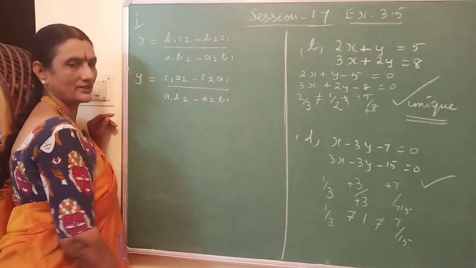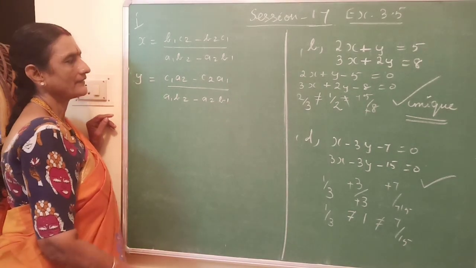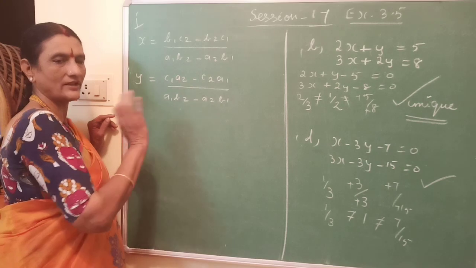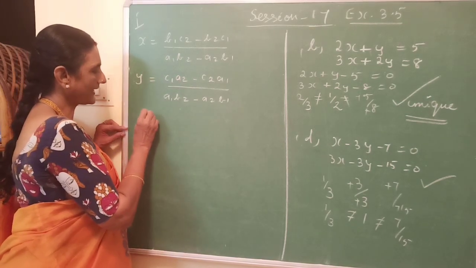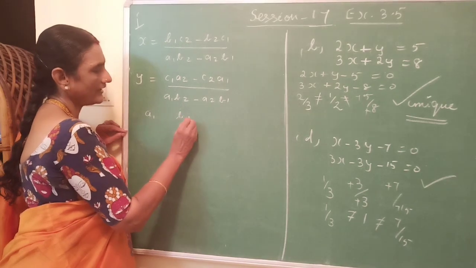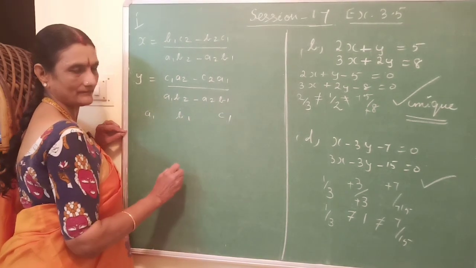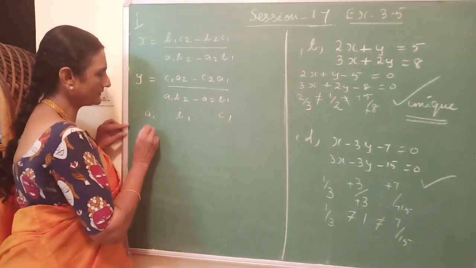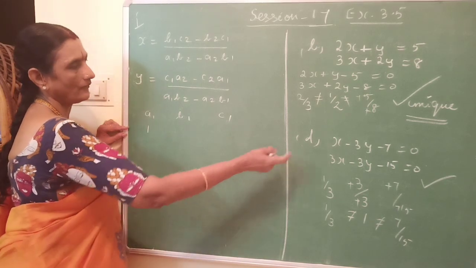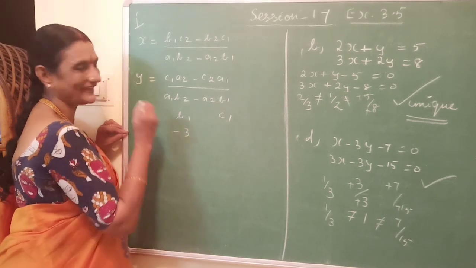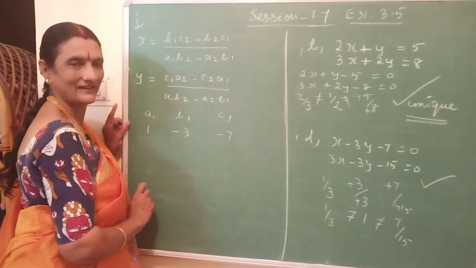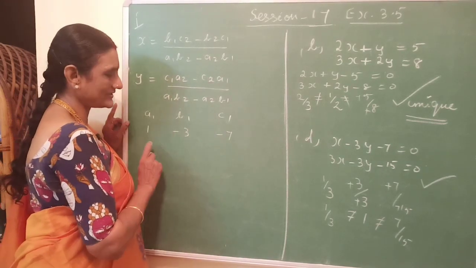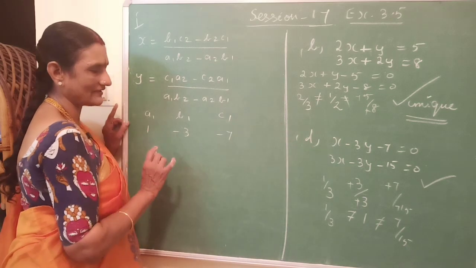Proceeding with subdivision 4. Okay, now as it is, x and y values are written here. What is your first step? Write what is A1, B1, C1. Now what is A1? That is 1. What is B1? Minus 3. What is C1? Minus 7. Right? So once again you check 1, minus 3, minus 7.